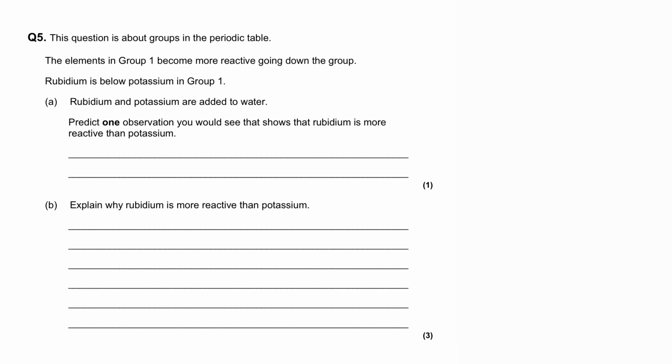This question is about groups in the periodic table. The elements in group 1 become more reactive going down the group. Rubidium is below potassium in group 1. Rubidium and potassium are added to water. Predict one observation you would see that shows that rubidium is more reactive than potassium.